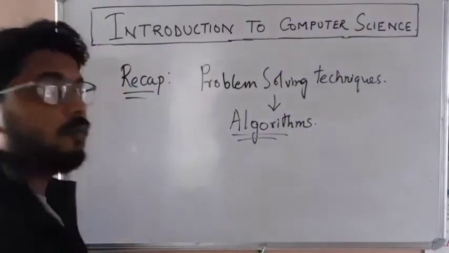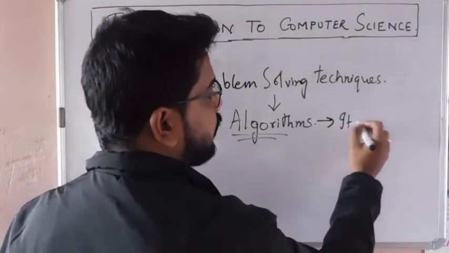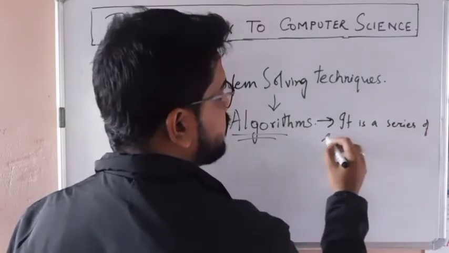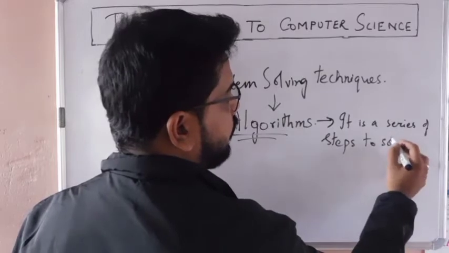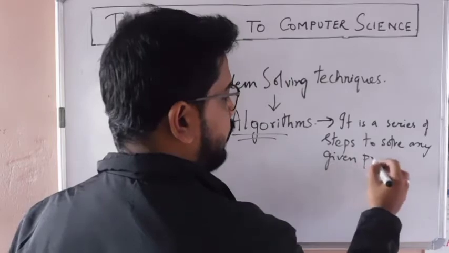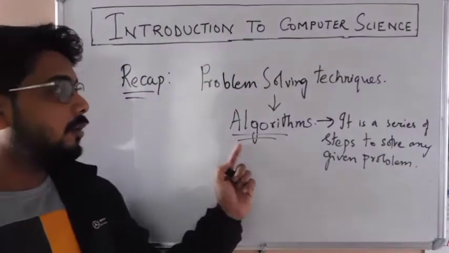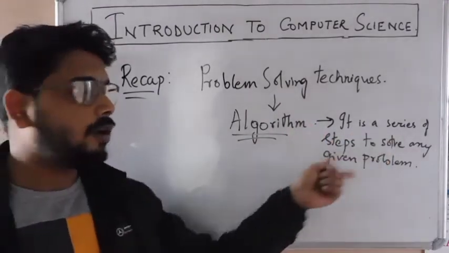Okay. So now, what is an algorithm? Let us first learn this. It is a series of steps to solve any given problem. So what is an algorithm? An algorithm basically is a series of steps to solve any given problem.